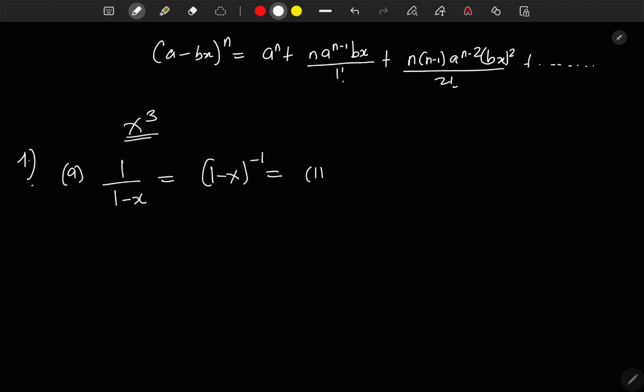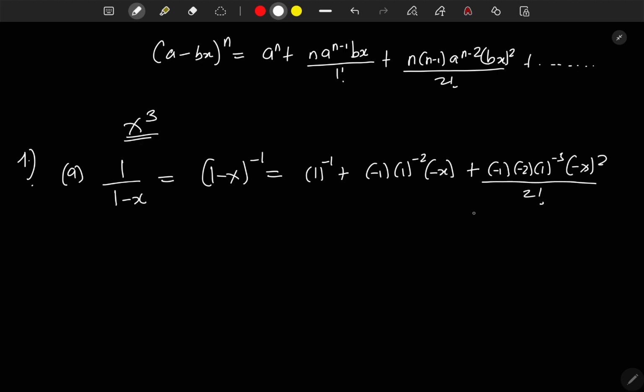The first term here is 1 to the power negative 1, plus negative 1 drops. We have 1 to the power negative 2; we'll keep on reducing by 1, remember? And this becomes negative x. 1 factorial is the same thing. We have negative 1, negative 2 drop, then 1 to the power negative 3, then negative x squared there. Now this one becomes over 2 factorial, plus we have negative 1, negative 2, negative 3 will drop, then you have 1 to the power negative 4, then negative x to the power 3. We'll end there because that's where we are supposed to end.